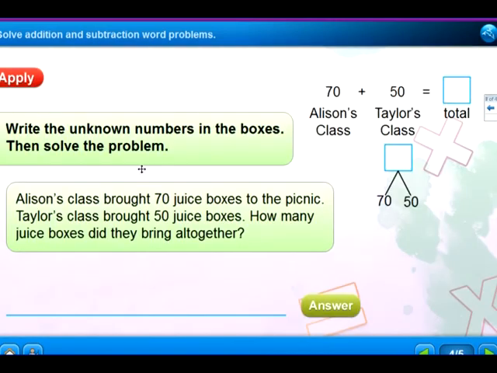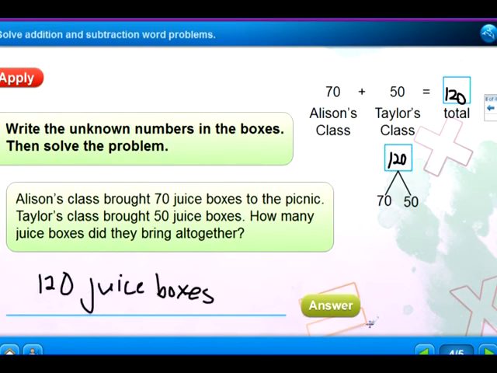Let's try a problem together. This is Allison's class. They brought 70 juice boxes to the picnic. Taylor's class brought 50 juice boxes. How many juice boxes did they bring all together? We can add that together and we can find that 70 plus 50 equals 120. So we see that 120 juice boxes were brought.